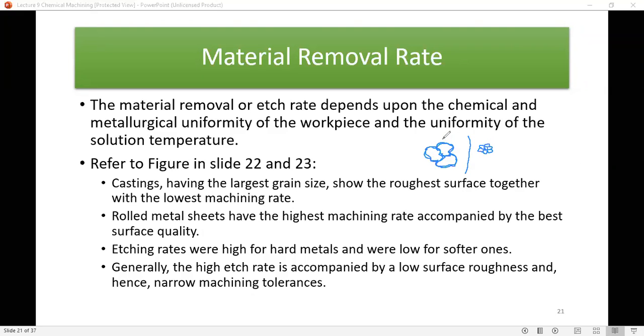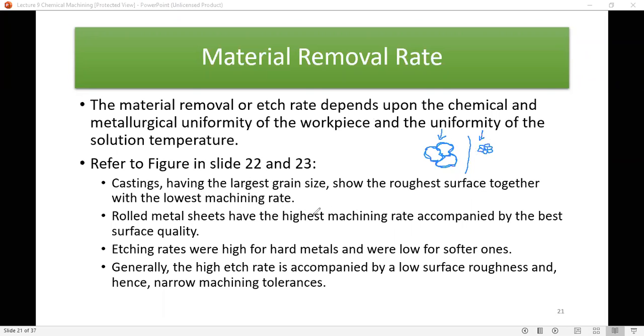And if you think about it, compare material that has this grain structure and this grain structure. Usually material with this finer grain structure is harder. Its hardness is higher compared to this, right? So in general, if you do chemical etching, the harder the material, the higher the etching rate is going to be. It's not like conventional machining processes. So casting, having the largest grain size, shows the roughest surface together with the lowest machining rate.